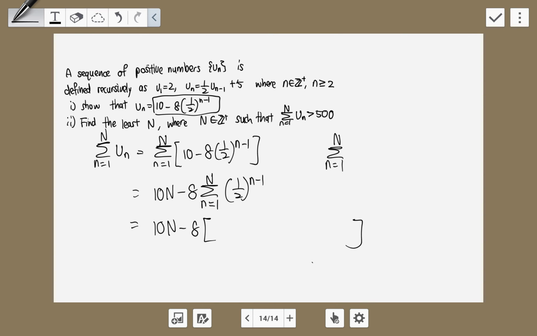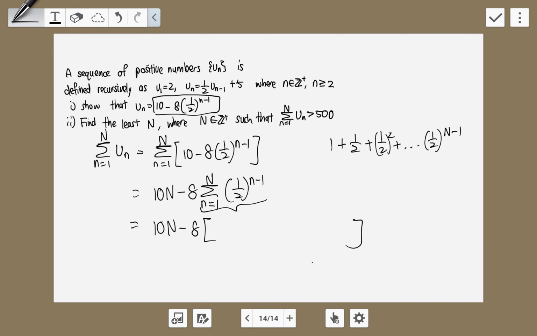So 1 minus 1 is 0, so first term is... so this part, I'm showing you this series. This series, the first term is 1, because 1 minus 1 is 0, half to the power of 0 is 1. Then plus, when n equals 2, 2 minus 1 is 1, so plus half. Then when n equals 3, 3 minus 1 is 2, so it becomes plus half squared. So on and so forth until it reaches n minus 1, so I'll get half to the power of n minus 1.